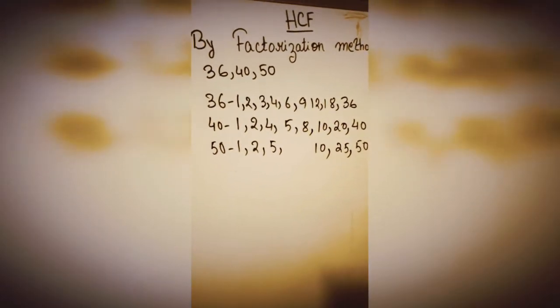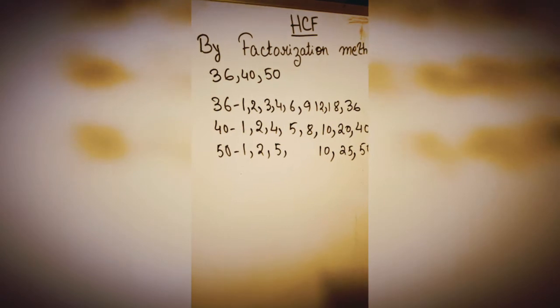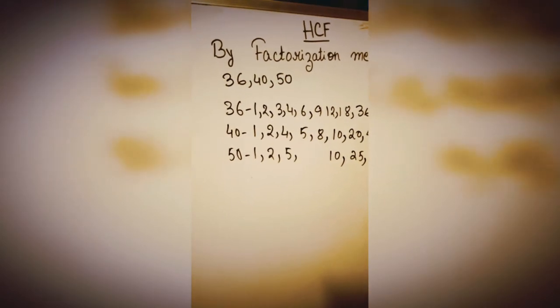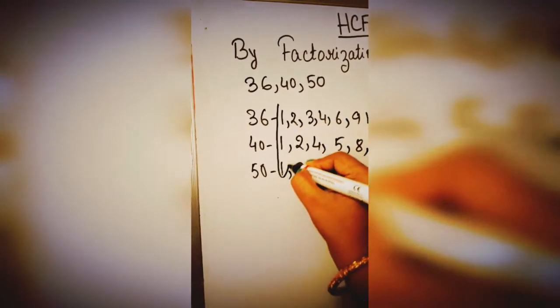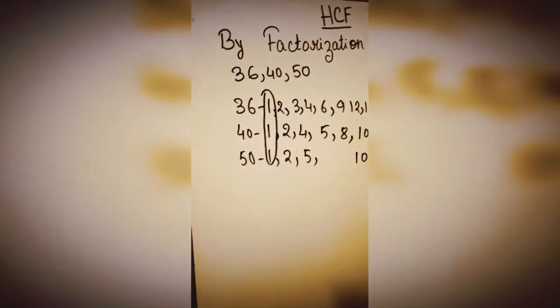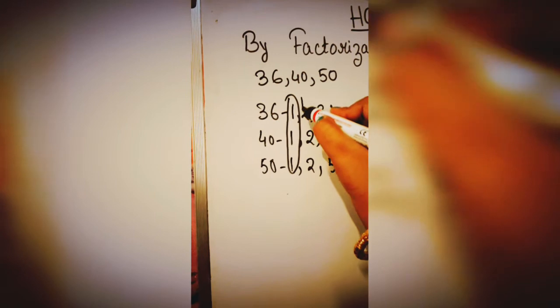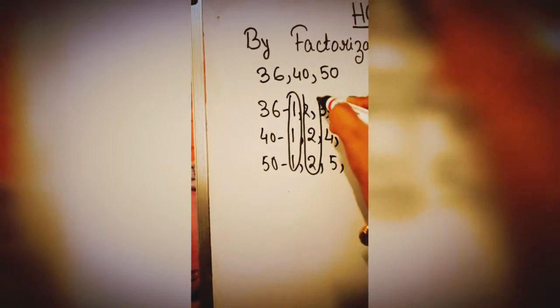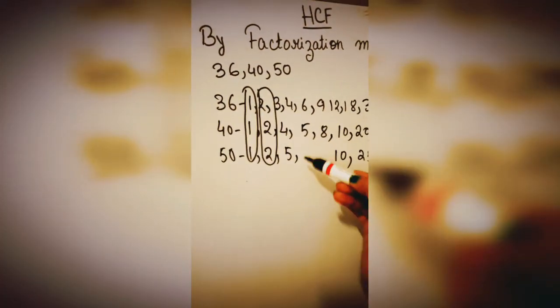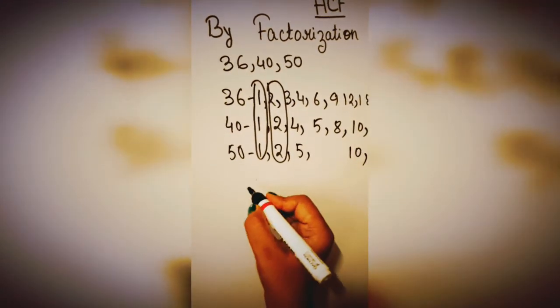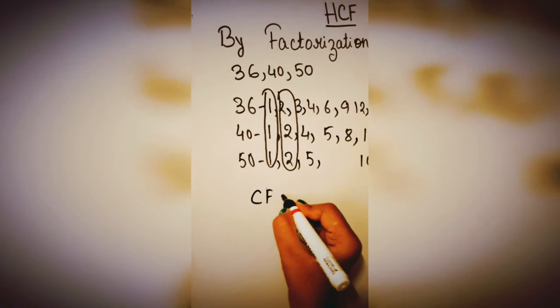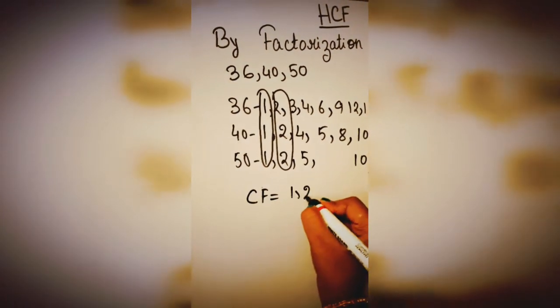So after we find the factors, we have to find the common factors. You can see common here, 1 is always common. Then what you can see, 2 is there. 2 is also common. Any more number? 5, 5, no. Any more number here? No. So we can write the common factors equal to 1, 2.